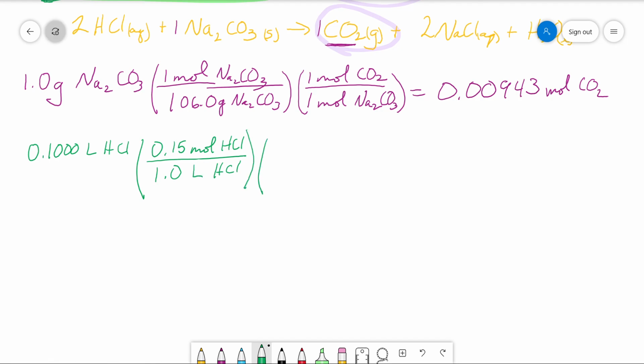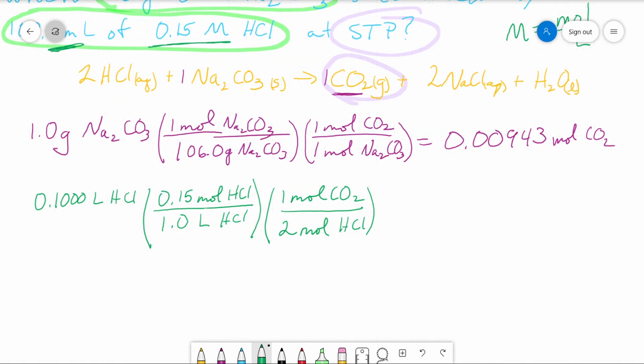Then again, we need our stoichiometry or our mole ratio. That's the whole point of a stoichiometry problem, is using that mole ratio. So 1 mole of CO2 per 2 moles of HCl. That, again, straight out of the balanced chemical equation, okay? We got the 1 mole of CO2 and then the 2 moles of HCl. And I come out with 0.00750 moles of CO2.